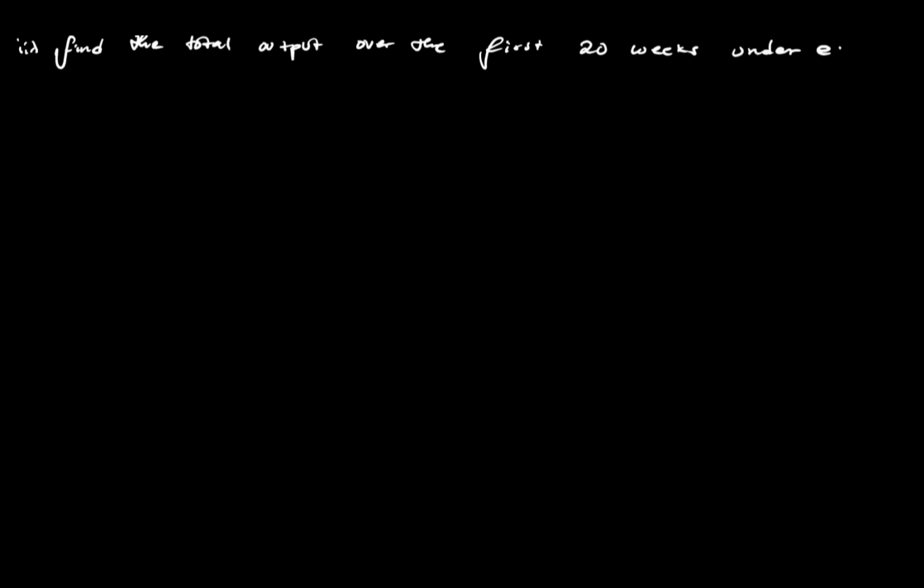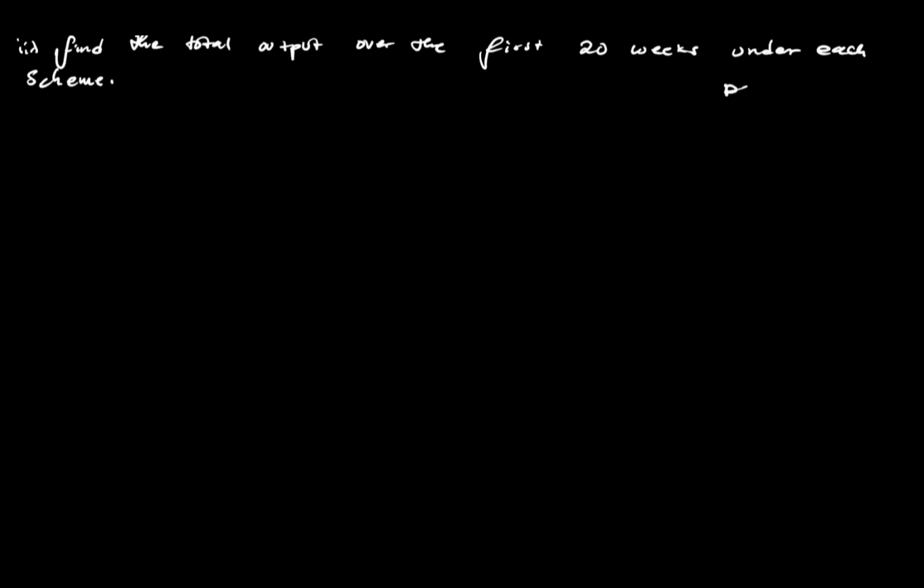All right, now let's see what we should do if they told us to find the total output over the first 20 weeks under each scheme. So find the total output over the first 20 weeks under each scheme.